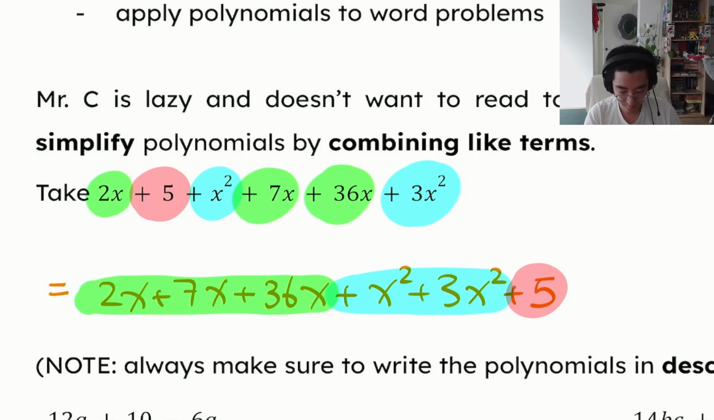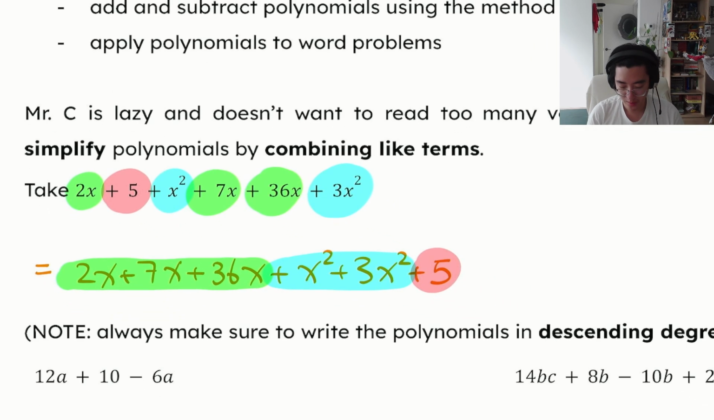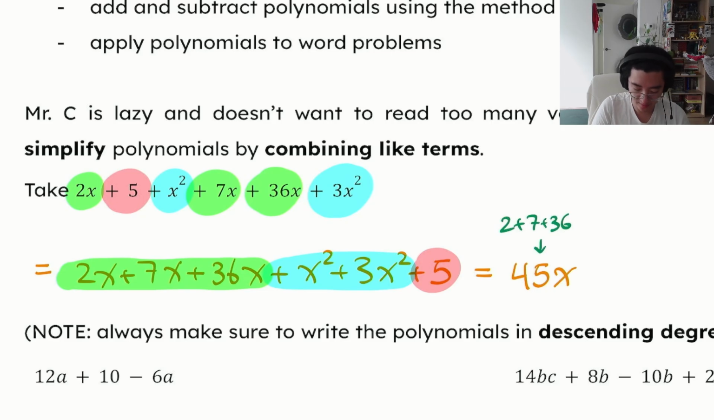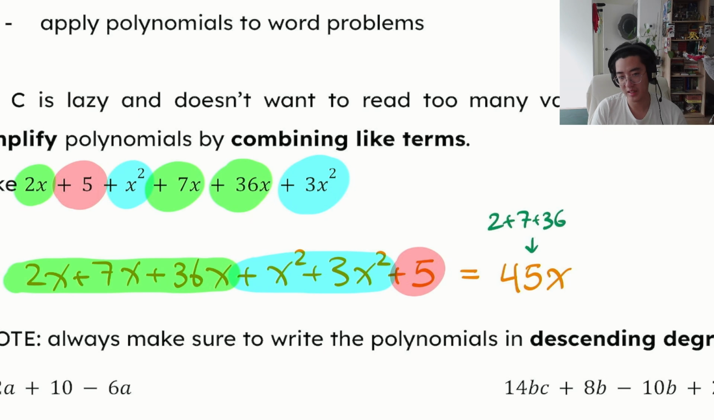After that, we add them up. Whenever we add polynomials up, the variable will never change. Only the coefficient, the number in front of it, will change. In this case, we have 2 plus 7 plus 36, which is 45x, or 45. We just tag the variable behind it. Very important here, it doesn't become 3x or x cubed. The variable stays the same.